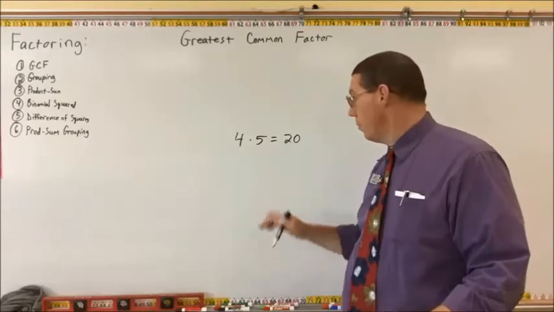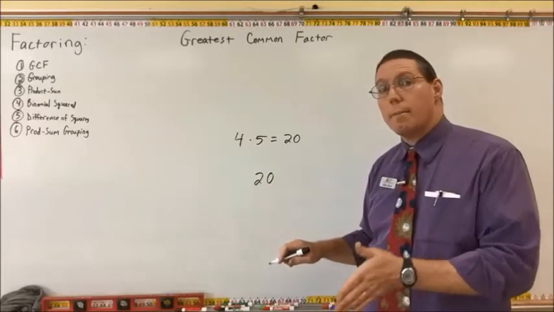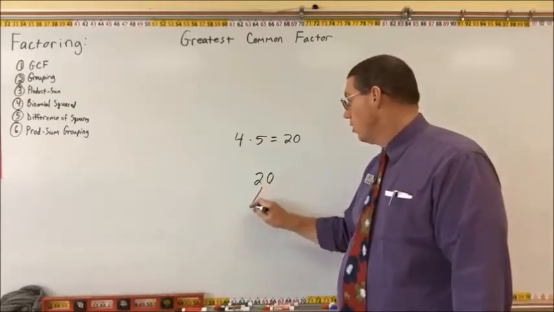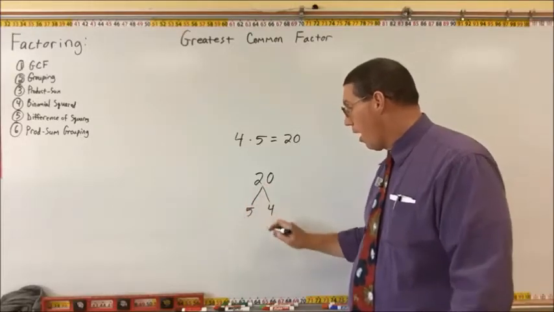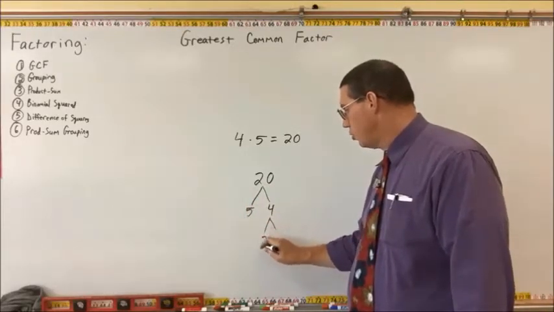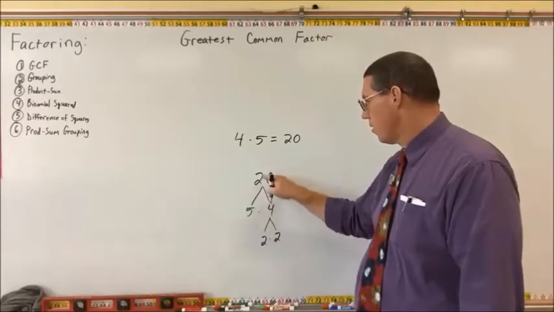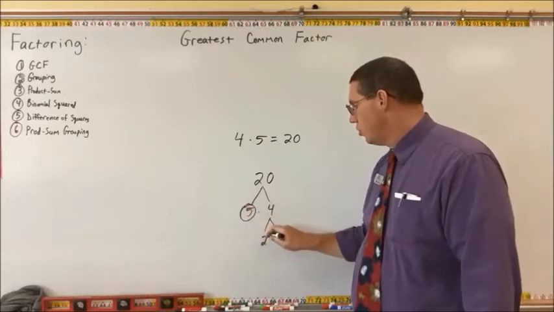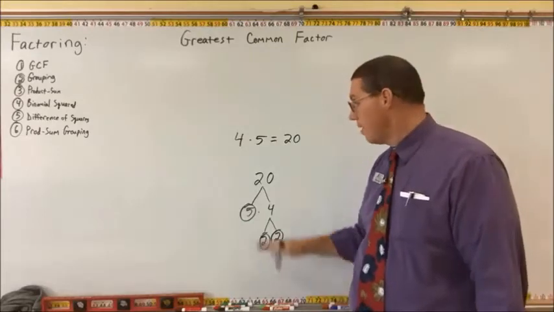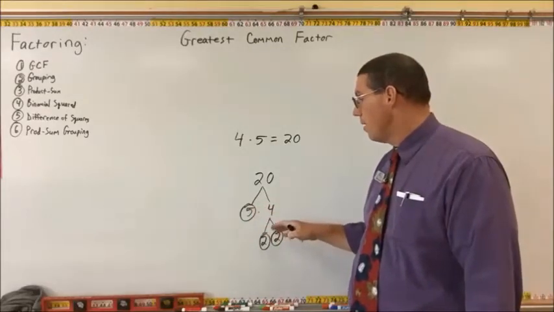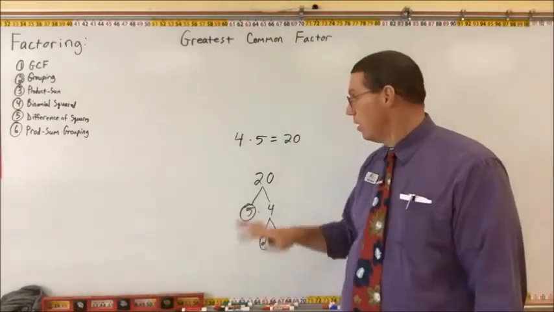That's why, when we break a number down, like if we take the number 20 and break it down into its prime factorization, 20 can be broken down into 5 and 4. 5 is prime. 4 can be broken down into 2 and 2. 2 times 2 is 4. 5 times 4 is 20. 5 and 2 are both prime, so the prime factorization of 20 is 5 times 2 times 2. Those are all of the prime factors of 20.